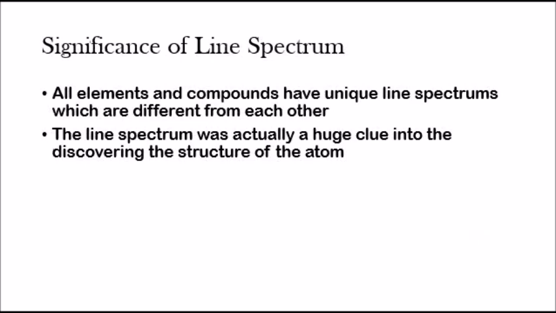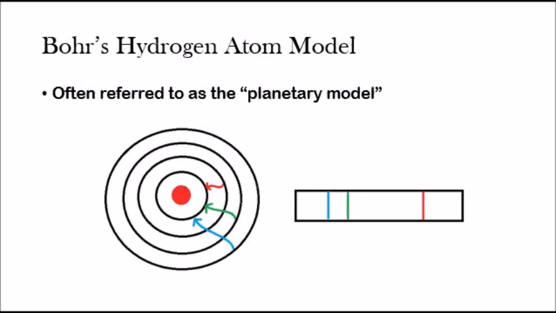So what's the significance of a line spectrum? Again, like I mentioned, all elements and compounds have unique line spectrums which are different from each other. The line spectrum is actually a huge clue into discovering the structure of the atom. Why is that? So this is Bohr's hydrogen atom model, and this is revolutionary. This line spectrum thing, which we've talked about, is going to make sense when you look at this.